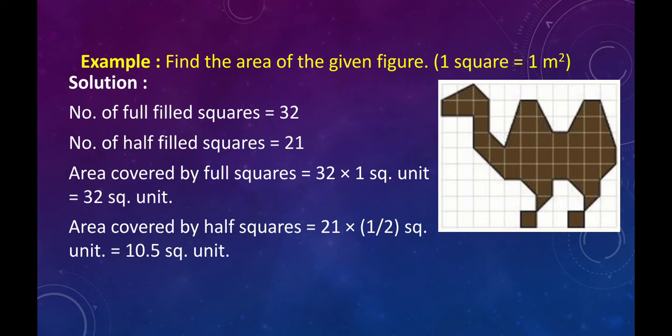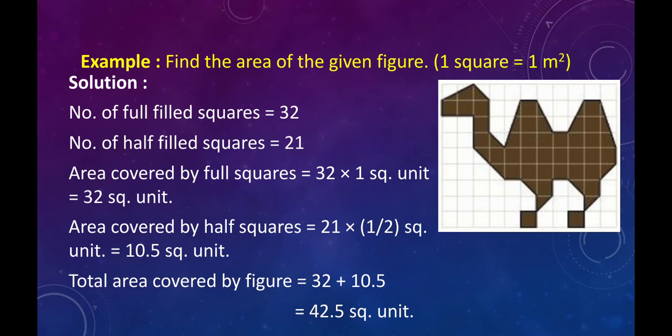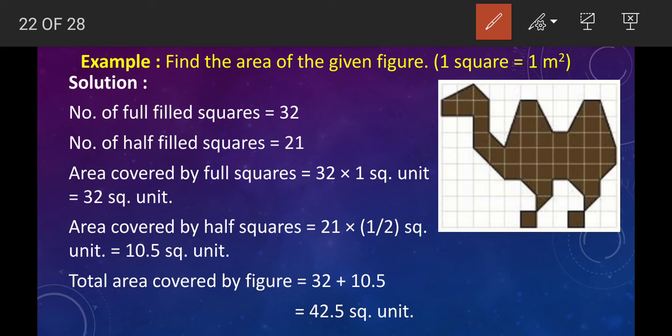Next step is you have to add the area of half filled squares and full filled squares. So total area covered by the figure equals 32, that is the area covered by full filled squares, and 10.5, that is the area covered by half filled squares. If we add these two, we get 42.5 square unit. So the area of this shape is 42.5 square unit.